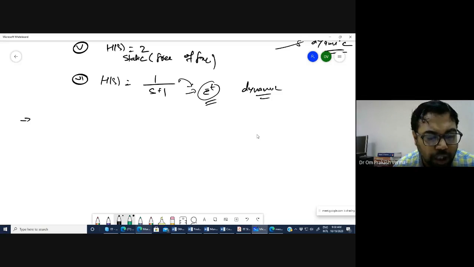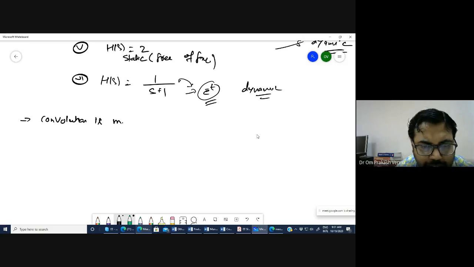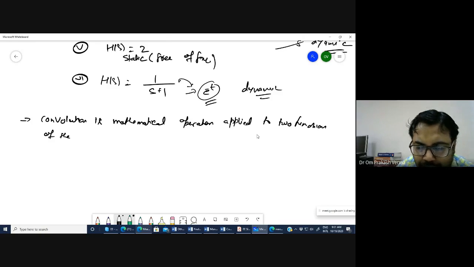So now come to the convolution part. Before going to the details of the mathematical operation of the convolution, just to write down some of the points regarding the convolution. Convolution is a mathematical operator, a mathematical operation applied to two functions, that is x1 and x2, and the nature of the functions should have the same independent variables.